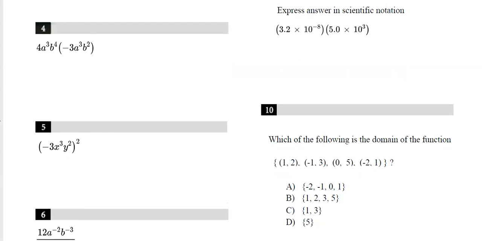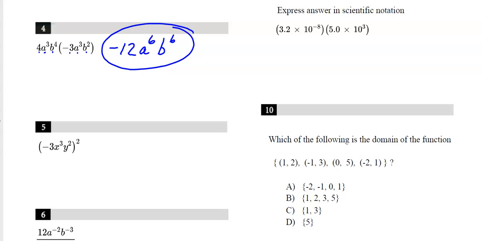This one is just I'm multiplying powers. I'm not raising any powers to powers. So first I do 4 times a negative 3. I do my coefficients there. That's negative 12. Now I have a to the third times a to the third, and that is a to the 6th. I add my exponents. B to the 4th times b to the 2nd. That is b to the 6th. And we are all set.